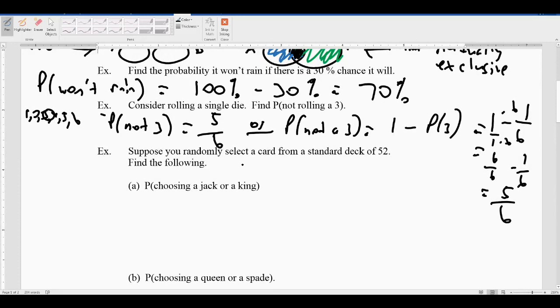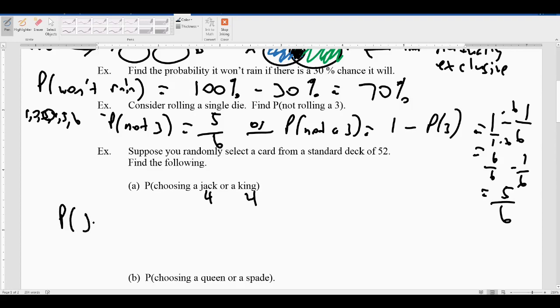So let's say that you're going to randomly select a card from the standard deck of 52. We're going to find the following: a jack or a king. Those have nothing in common at all. So one way you can do it is think about it. How many jacks in a deck of cards? 4. How many kings? 4.